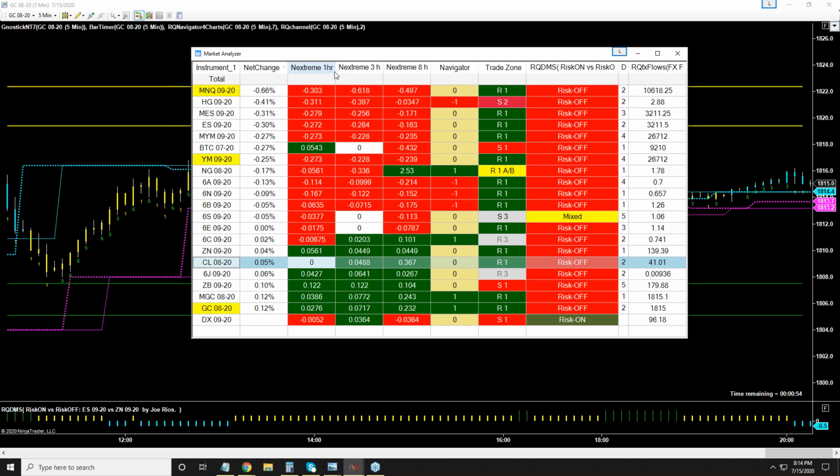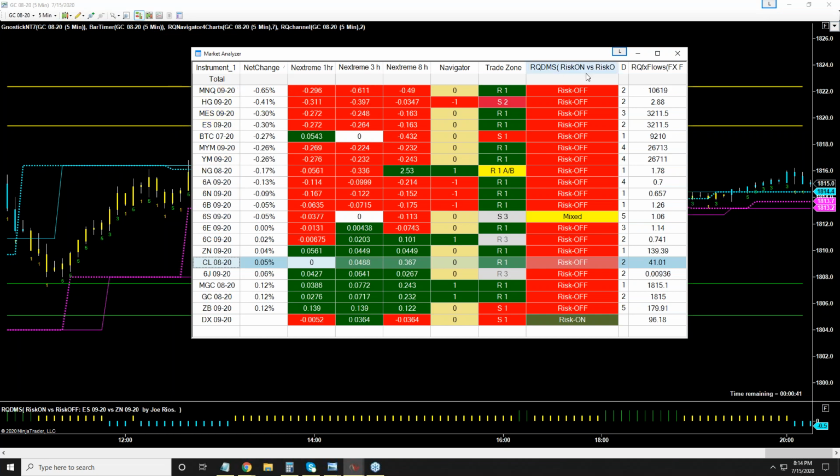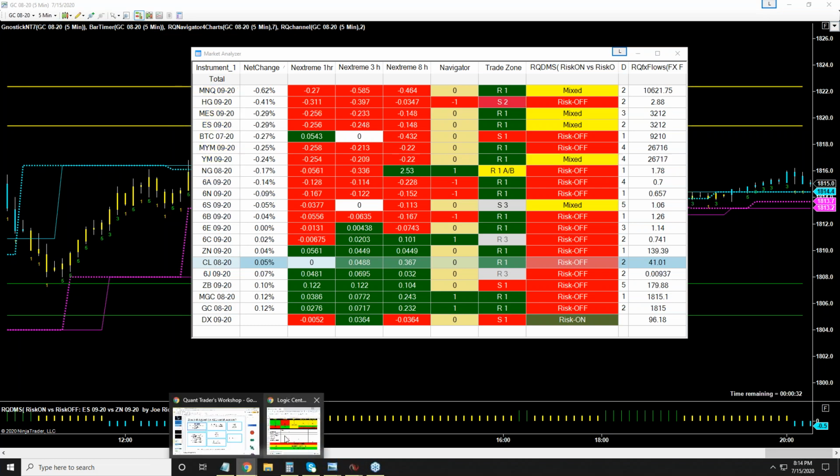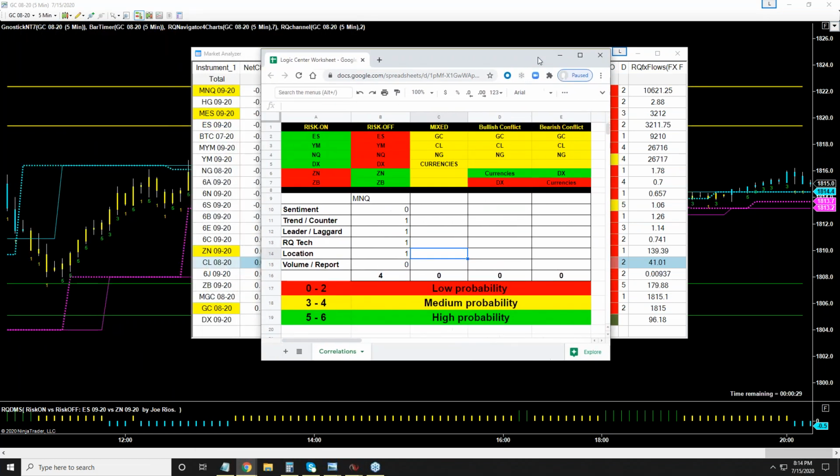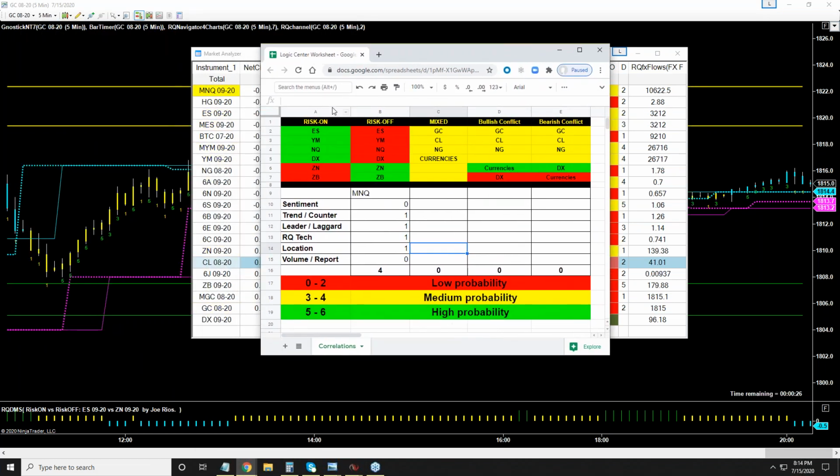Joe's got an algorithm in here that reads the last 1, 3, and 8 hours, and it helps identify what the trend has been and is. Where have we been and what's going on now? And then over here, look at the risk off. That's the sentiment. It's very, very important to know what the sentiment is, because that ties into the logic when we have a risk on, risk off, mixed, or a bullish, bearish sentiment.